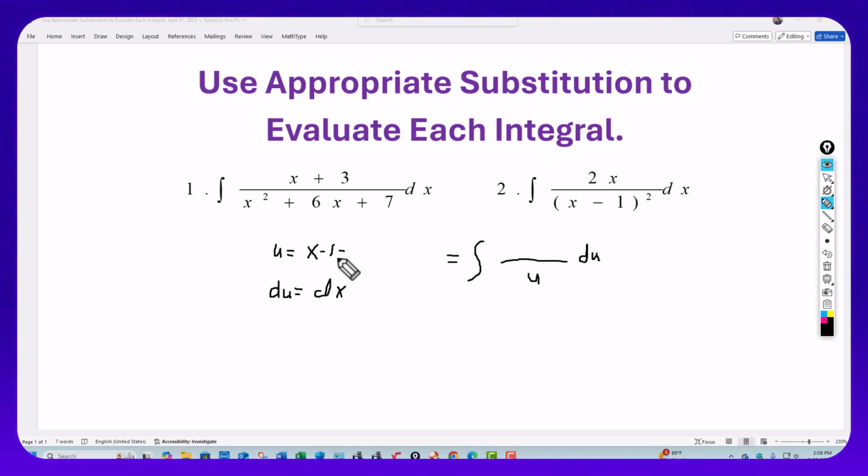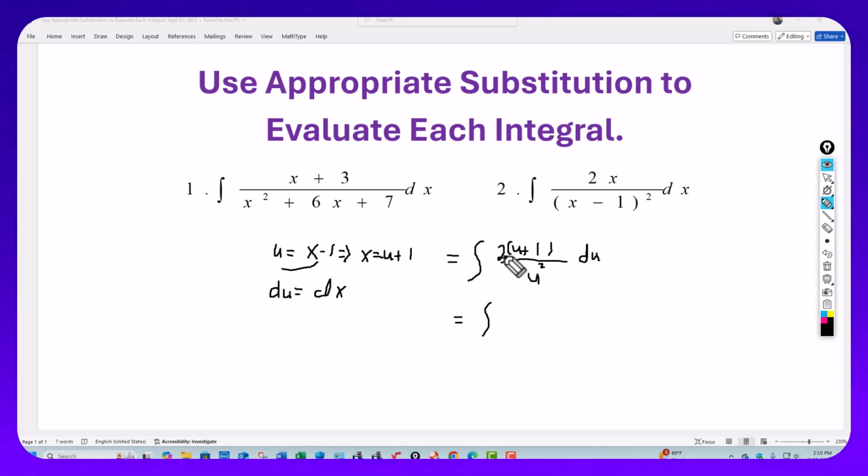Need a replacement for x now. You can always go back to your substitution. I got u is equal to x minus 1. Solving for x, I get x is equal to u plus 1. So in the numerator, I've got a 2, and then the x can be replaced by u plus 1. And then the x minus 1, of course, we said that's going to be u, and then it's squared. So we've got everything in terms of u.